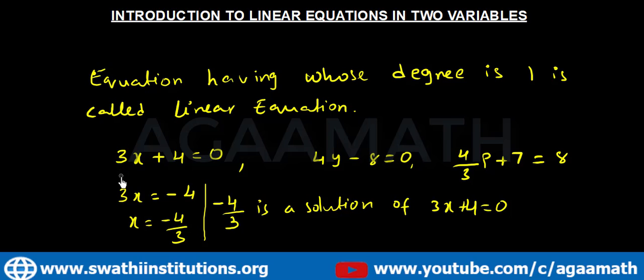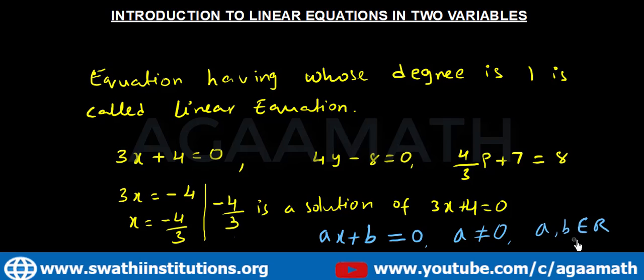And as 3x plus 4 equals 0 is a linear equation in one variable, here we have one solution. But let us see a linear equation in two variables. Before that, remember the general form of a linear equation in one variable is ax plus b equals 0, where a is not equal to 0 and a, b belong to real numbers. So remember that. This is the general form of a linear equation in one variable.